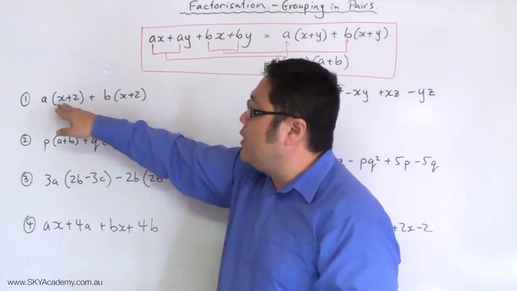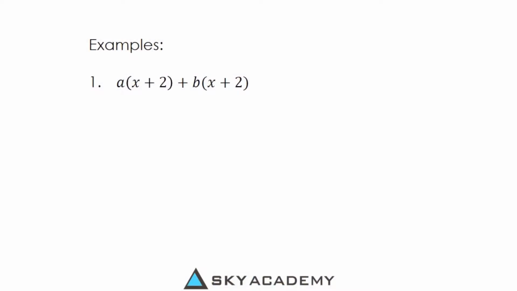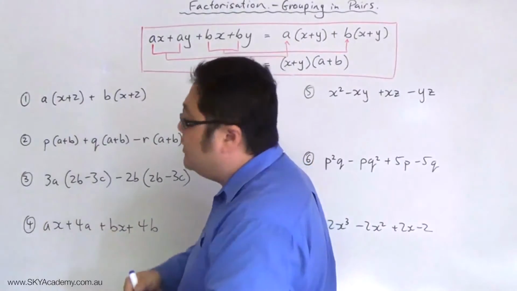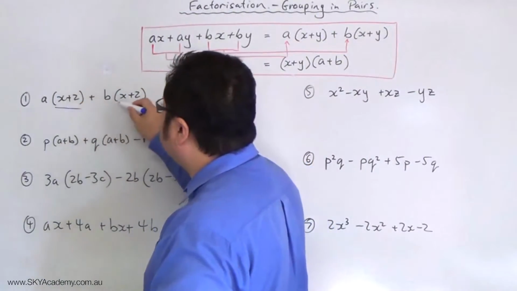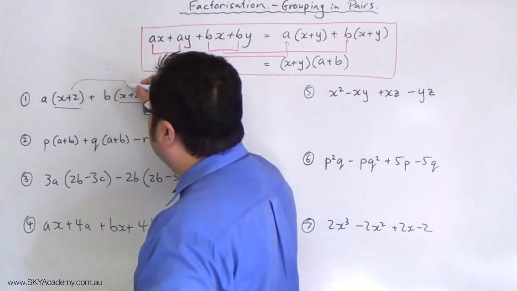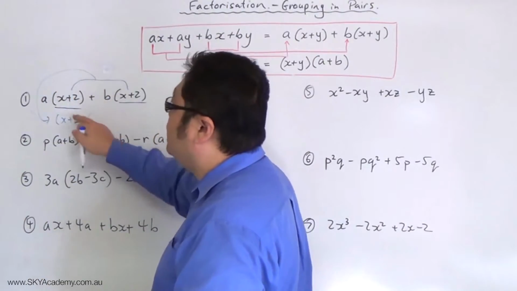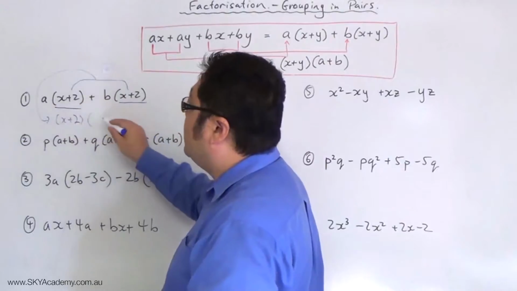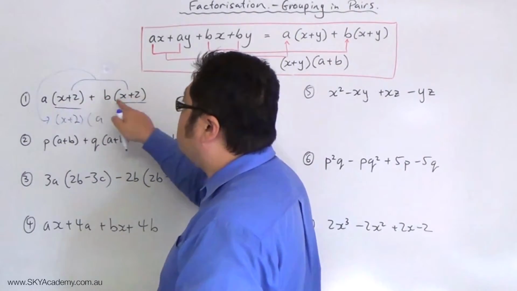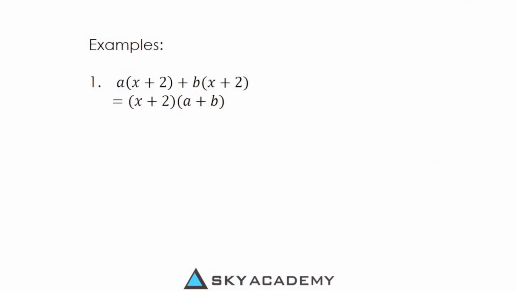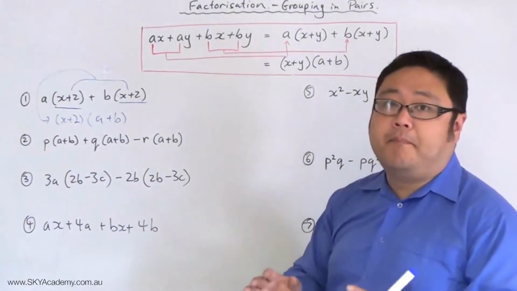Alright, so let's do the first one: a outside of x plus 2 plus b outside of x plus 2. You can see that the x plus 2 is common to both. We can bring that out the front. If you take the x plus 2 outside of this term, you're left with a, and if you take the x plus 2 outside of this term, you're left with b. So it's x plus 2 outside of a plus b.